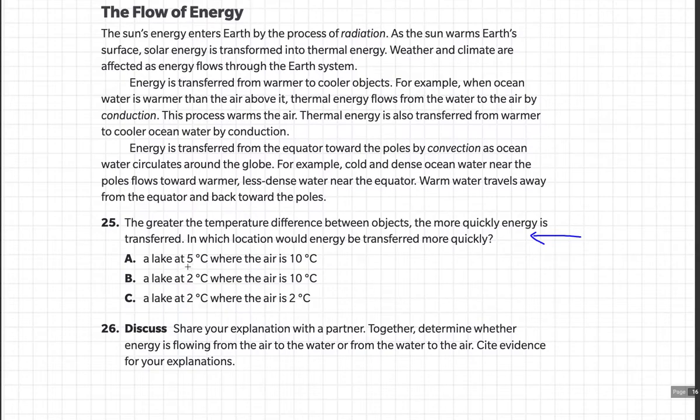So here, this is 5 degrees apart. 2 degrees and 10 degrees, this is 8 degrees apart. And this is 0 degrees apart. So it would be B, because that's the greatest temperature difference.